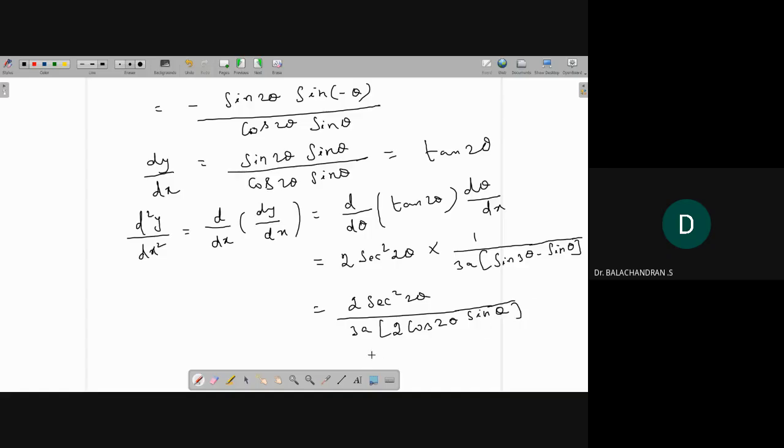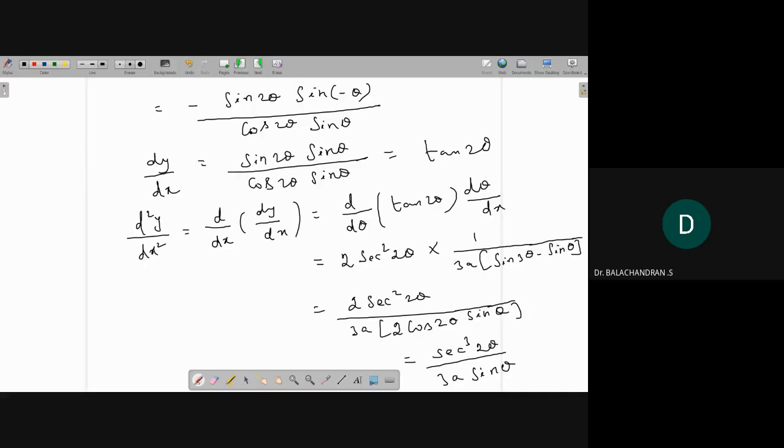Okay, now you can cancel sine. You can write 1 by cos 2 theta as secant 2 theta. So 2 gets cancelled. Secant cube 2 theta divided by 3a into sine theta. Otherwise, if you want to write in terms of cos, you can write that, that is up to you. This is the second derivative.